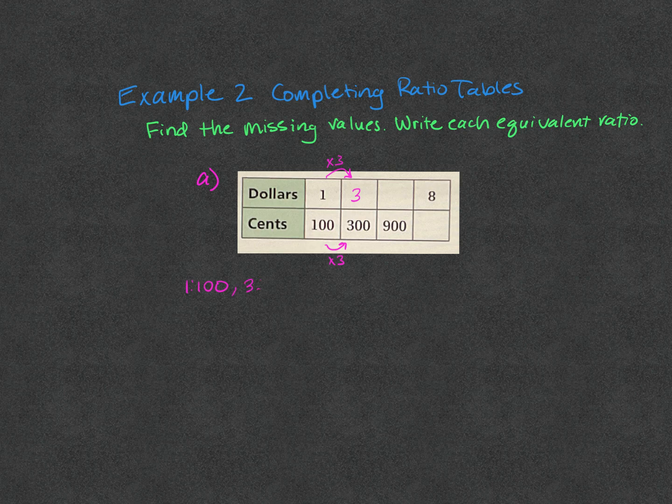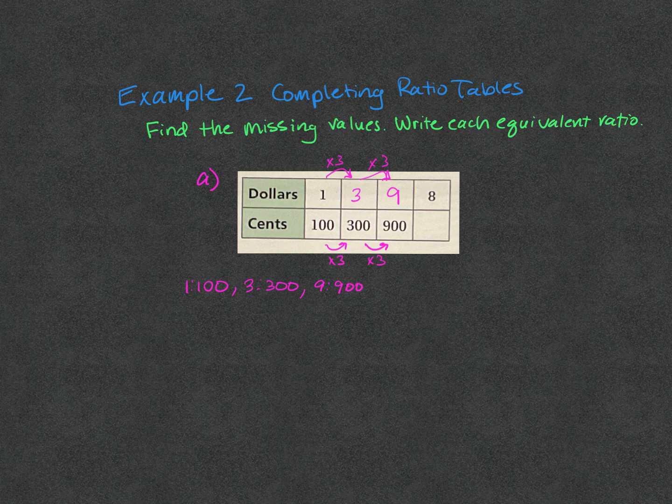Oops, let me redo that. To 300. And then we need to look at the next known number, which happens to be 900. And we can say, how do we get from 300 to 900? And we can multiply again by 3. Do the same thing up at the top. So 3 times 3 is 9. So now I have a ratio of 9 to 900.